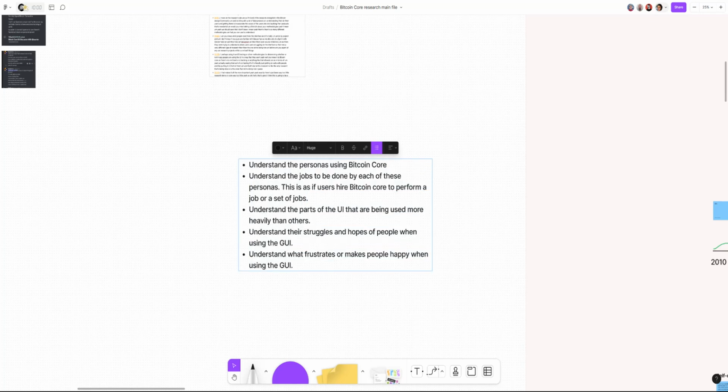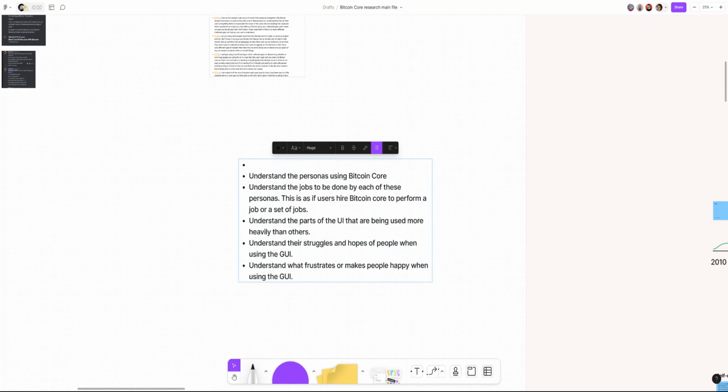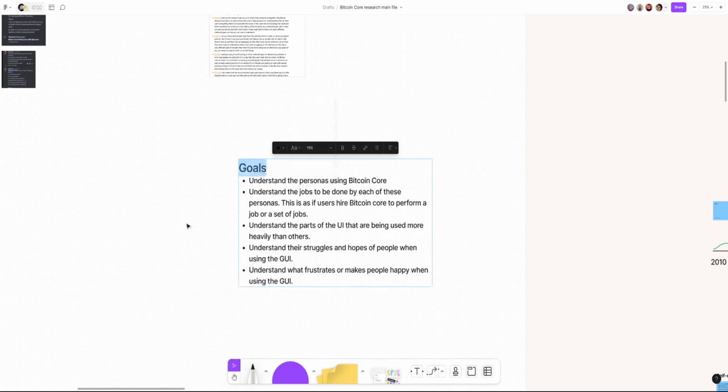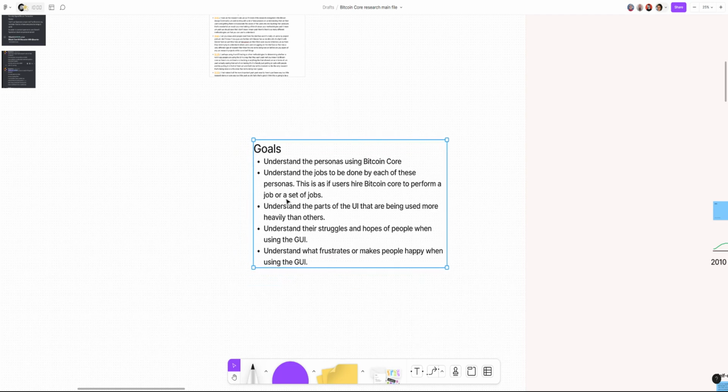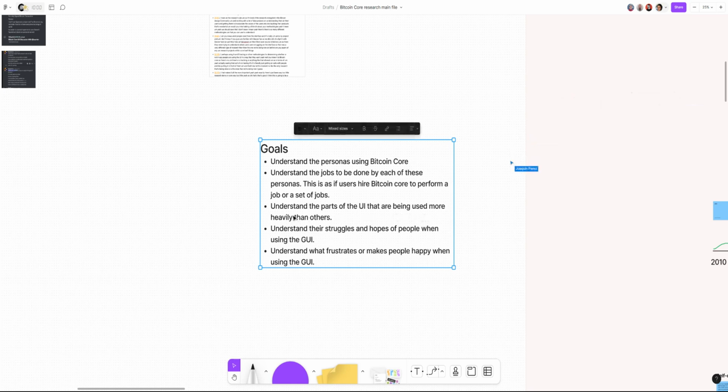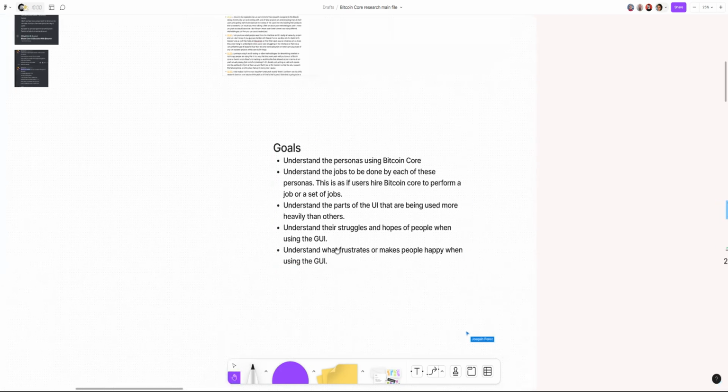Yeah. So I've copied and pasted the research goals directly from that previous document, and I put them in here intentionally so that we just have them here. The first was understanding the persona. The second was understanding the jobs to be done for each of those personas. The third is understanding the parts that are being used the most, understanding struggles and hopes, and understanding what makes people happy, what they enjoy. So these were our research goals.